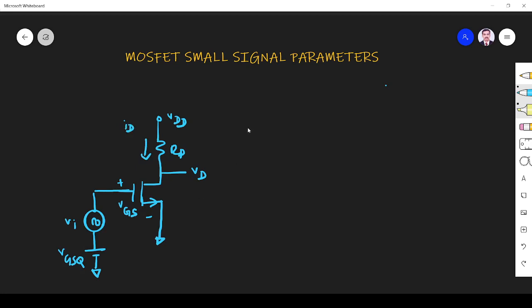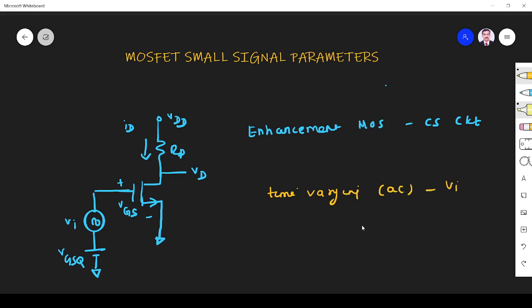So it is an enhancement mode MOSFET in common source configuration, common source circuit. Here we apply both a time varying or AC source, that is VI, and a DC source, both in series. The DC source is VGSQ. So the AC source and DC source are applied in series. We assume that this is sinusoidal.